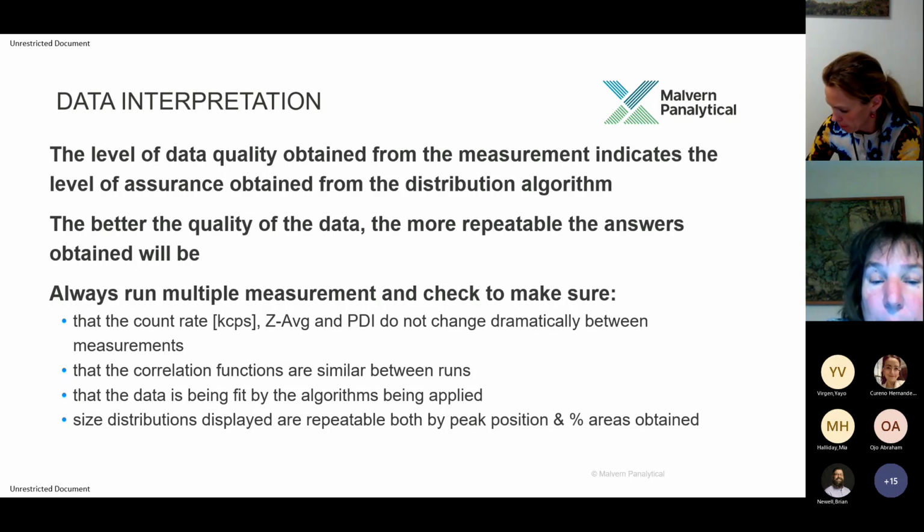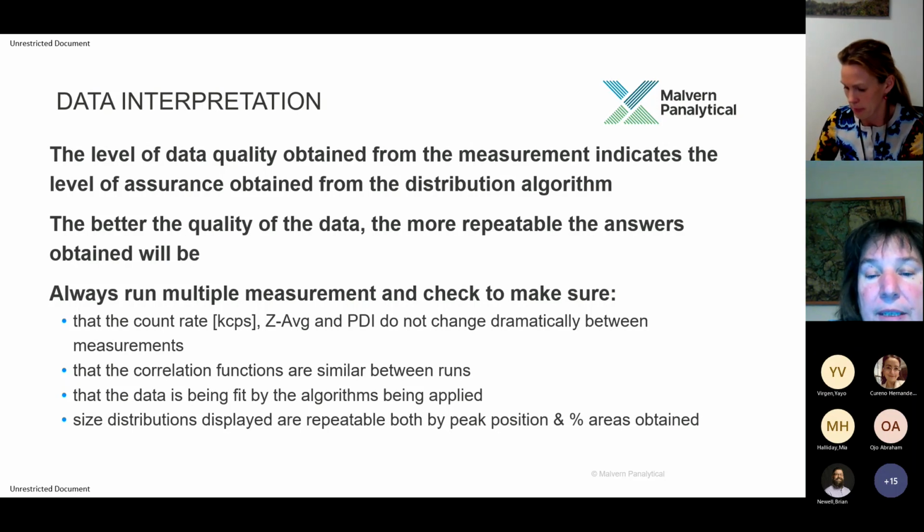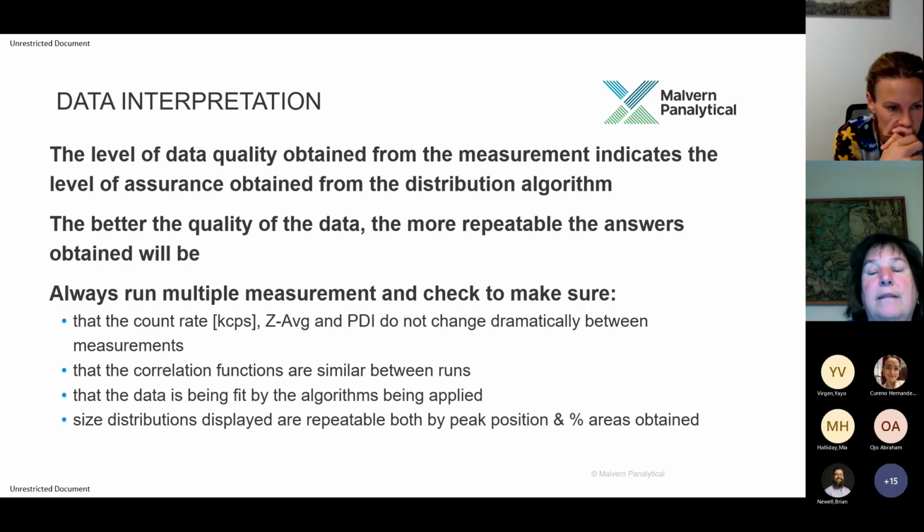You should be able to overlay the correlation functions between 3 measurements or 5 measurements. The data that's being fitted by the algorithm, you should be able to overlay that data. The size distributions displayed should be repeatable both by the peak position and the percent areas under the curves. So really good results have very repeatable data, and all of these factors are the things that I look for in deciding whether I have good results or not.